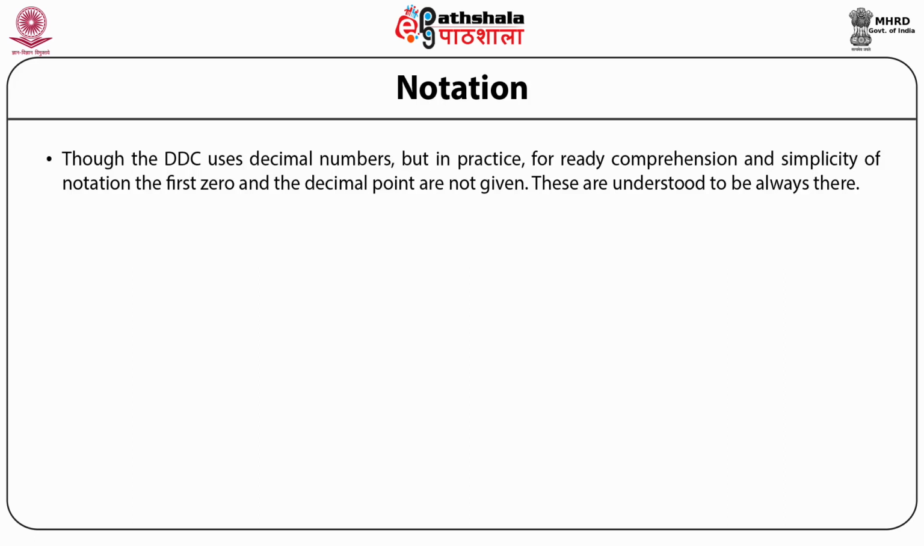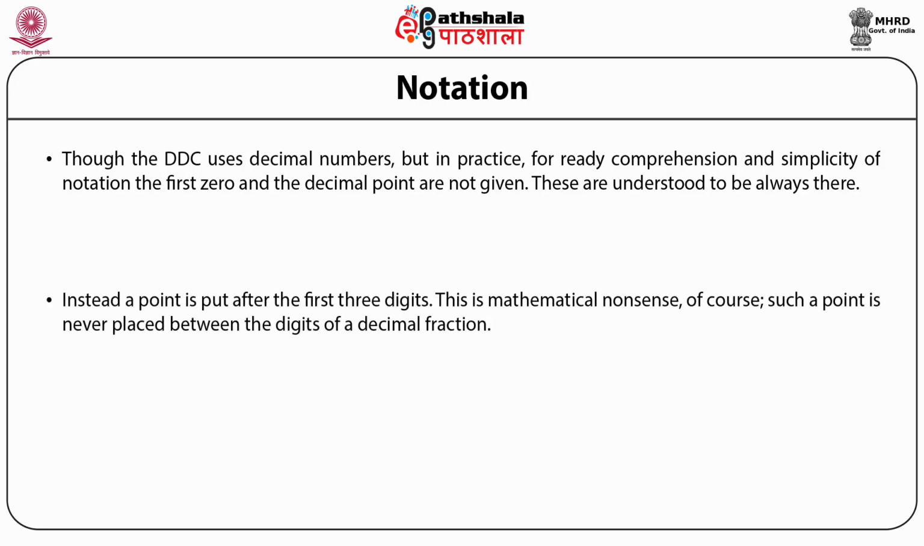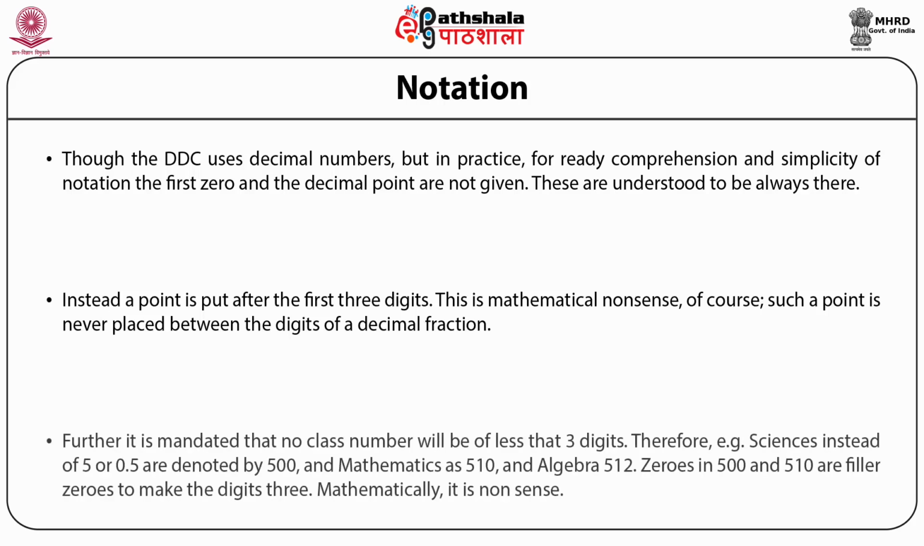And you should know that every notation is a decimal number, not an integral or whole number. Instead, a point is put after the first 3 digits. This is mathematically of no value, or you can call it nonsense. Such a point is never placed between digits of a decimal fraction mathematically. So the point you see is actually just a dot. Further, it is mandated in the DDC that no class number will be of less than 3 digits. Therefore, every class number is given extra zeros to make 3 if it is less than so.